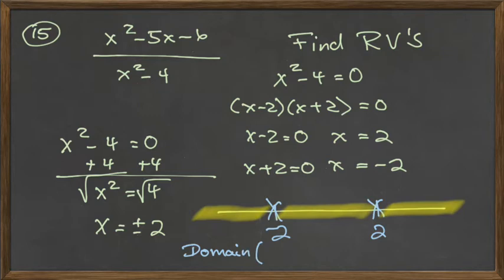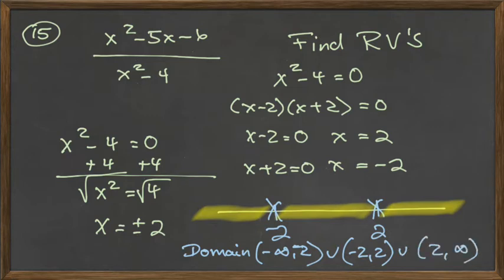If we start to the left, that would be negative infinity, and we go to negative 2, union. There's a negative here. Union, and then in between, that would be negative 2 to 2, union 2 to infinity. So this is a 3-part domain.